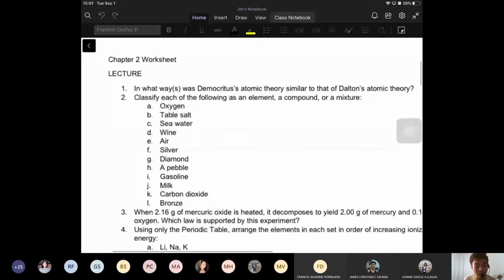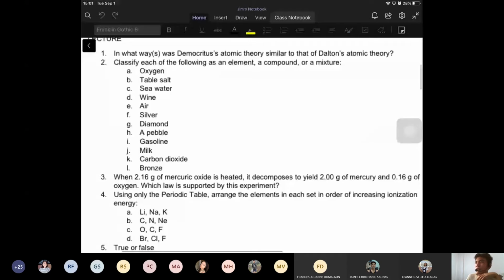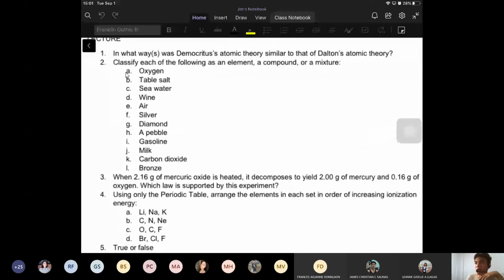This is number 1. Don't worry, that number 1 is from the lab. Okay, so we will answer number 2. We are given different substances from A to L, and I want you to help me answer this. You can raise your hand and use your microphone for reciting. It says, classify each of the following as an element, a compound, or a mixture.